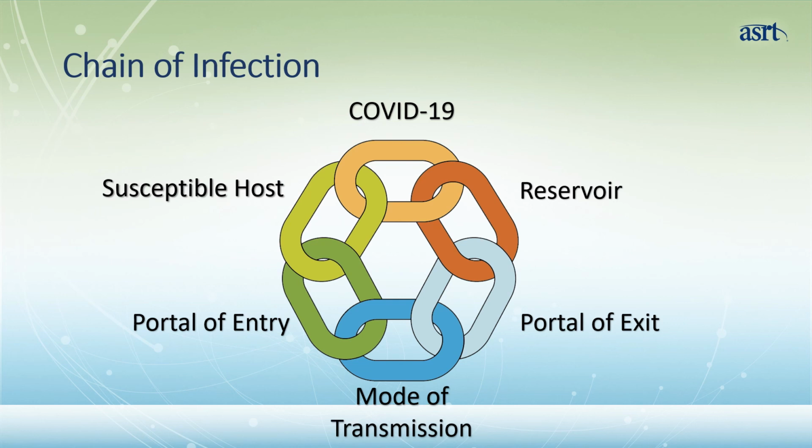In order to prevent the transmission of infection, one or more links in the chain of infection must be broken. For many infectious agents, the chain of infection is easily broken at the mode of transmission link through hand washing, surface cleaning, and covering coughs and sneezes. When a pathogen is more infectious, like COVID-19, however, additional steps may be needed to break the mode of transmission link, such as wearing a mask, washing hands more thoroughly and frequently, and using alcohol-based hand rubs.